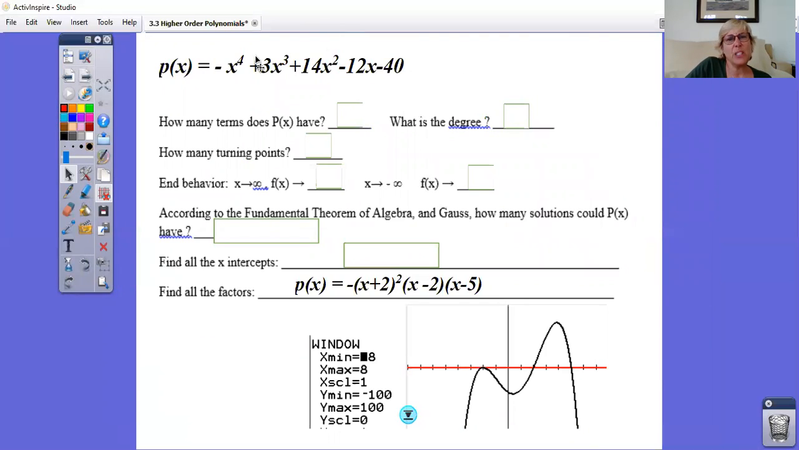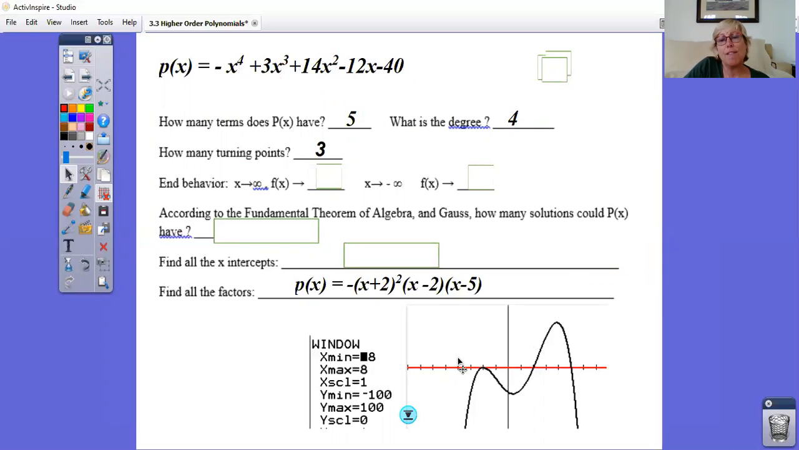So let's look at this wicked little polynomial. How many terms does it have? Terms are separated by plus or minus. 1, 2, 3, 4, 5 terms. The degree is the highest exponent, and I have those exponents in decreasing order, so this is a degree 4. The number of turning points is always 1 less than the degree, 3 turning points.